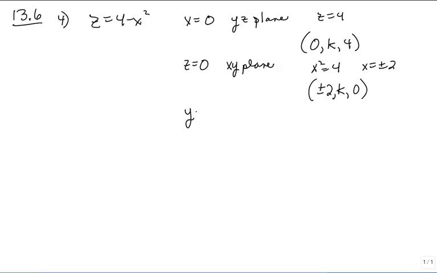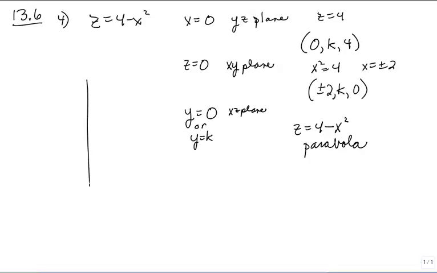And finally, y equals 0, or y can be anything. Okay, so this is the xz plane, or parallel to it. We get z equal 4 minus x squared, which is a parabola, upside down, up at 4. So we get this line.